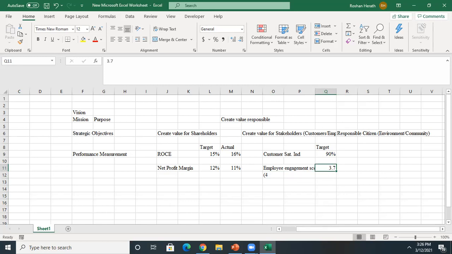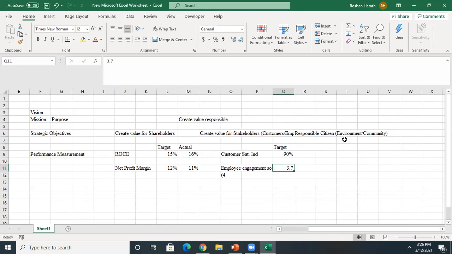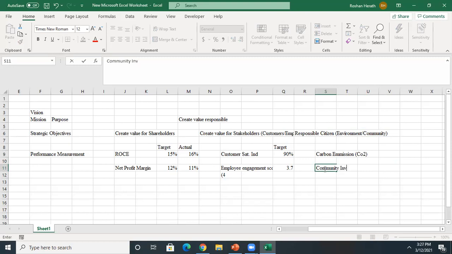And similarly, when it comes to the responsible citizen, especially when it comes to the environment, they are looking at the carbon emission. The carbon emission, the CO2, is one of their targets. So they need to maintain them at a particular level. And when it comes to the community, they are looking at the community investment. So this is what we call the CSR projects, right? Community investments. So it is simple as that.